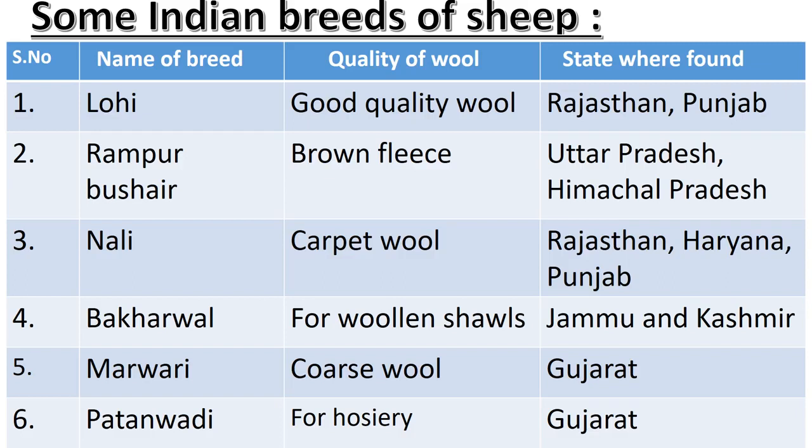Rampur Bushehr is the second breed. It produces brown fleece and we can trace them in Uttar Pradesh as well as Himachal Pradesh. The third breed is Nali. The quality of wool which they produce is used to prepare carpet, hence commonly known as carpet wool. They are found in the states of Rajasthan, Haryana and Punjab.